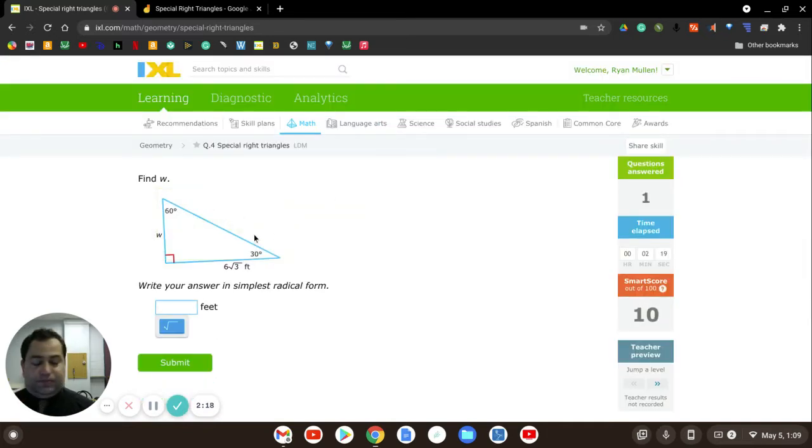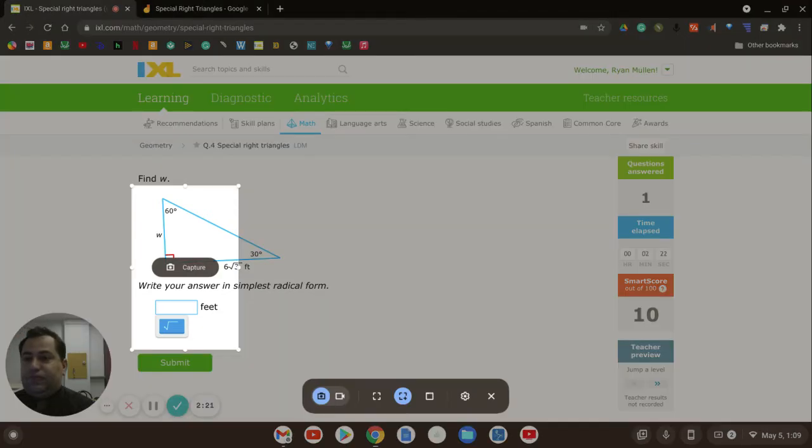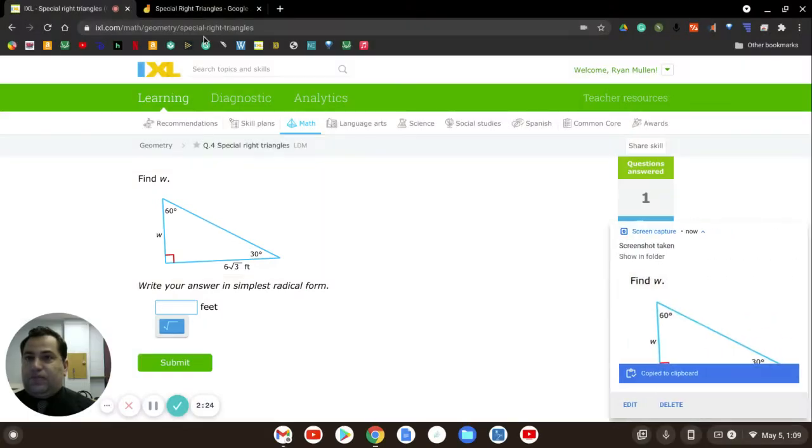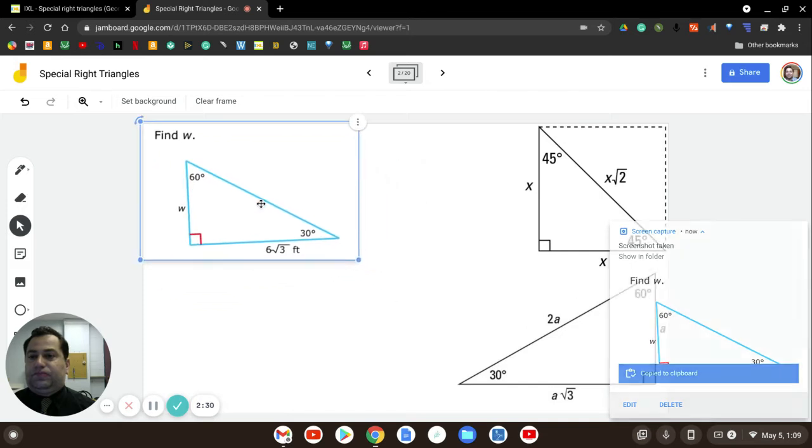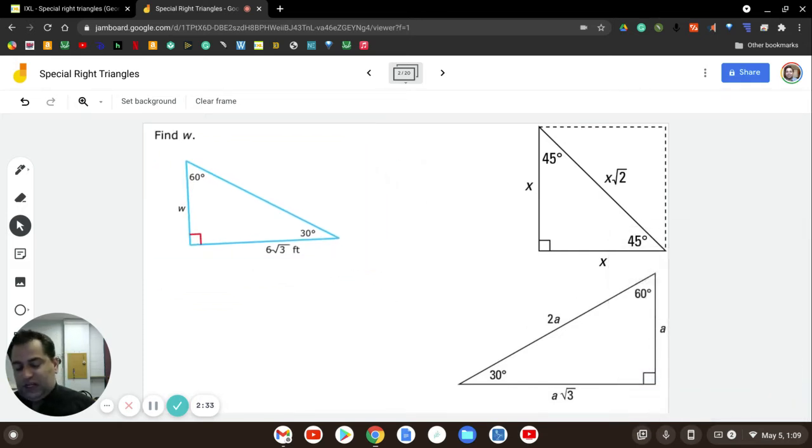All right, let's take a look at another example. In this example here, first things first, which triangle do I have? I have a 30, 60, 90 triangle. And then I have to figure out what I have. Well, the side opposite 60 is 6 square root of 3. The side opposite 60 is A square root of 3. So 6 square root of 3 is in A square root of 3's spot. So I can say that 6 square root of 3 is equal to A square root of 3.